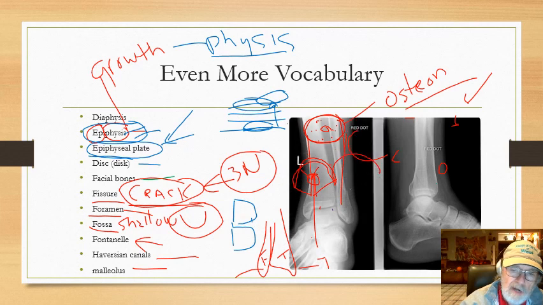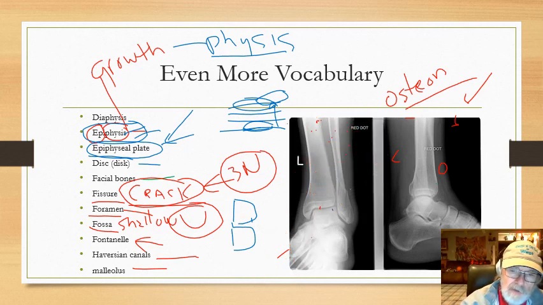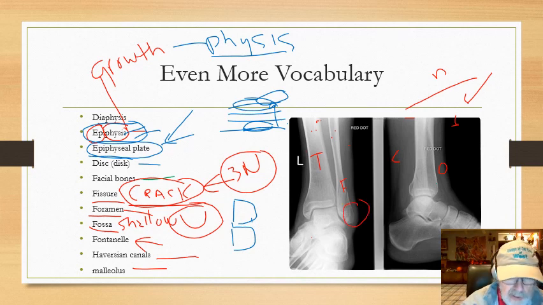If we look here on these X-rays, we can actually see it pretty well. This is an X-ray of the ankle. Looking at some of the words we talked about before, this is obviously the tibia, and this is the fibula. This area right here is the fibular or lateral malleolus, because the fibula is lateral. And this one over here is the tibial or medial malleolus. These bones right here would be the tarsal bones.